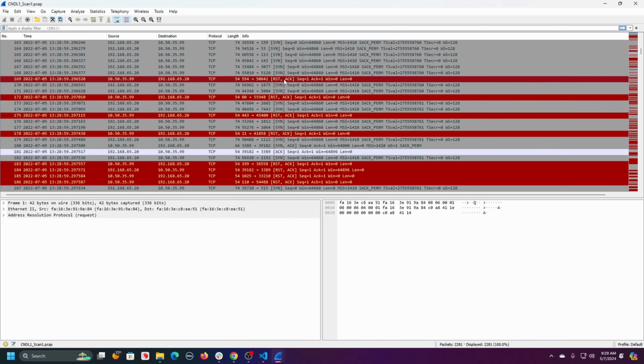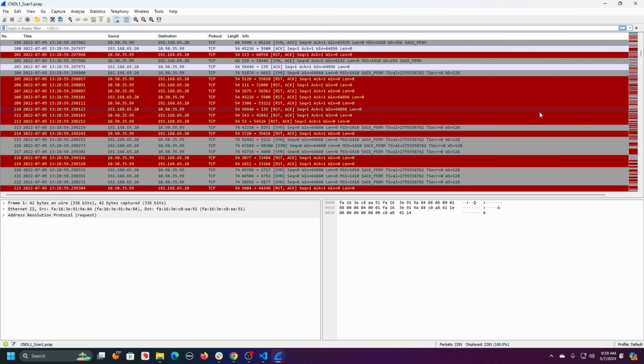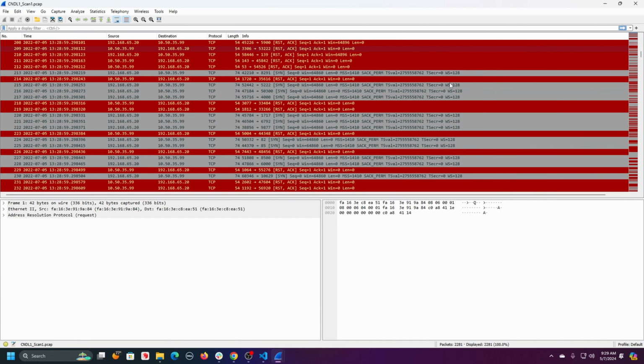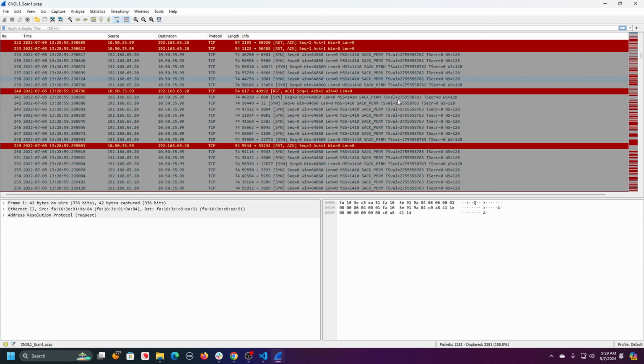One of the easier ways to see a scan is seeing this barcode pattern. You're always going to get something like that because there are always going to be reset packets on the closed port. When the server is responding that the port is closed, it sends a reset packet, and these are always going to be colored red within Wireshark. So that's a good starting place to figure out if a scan was conducted.